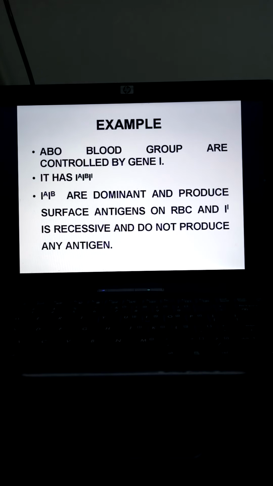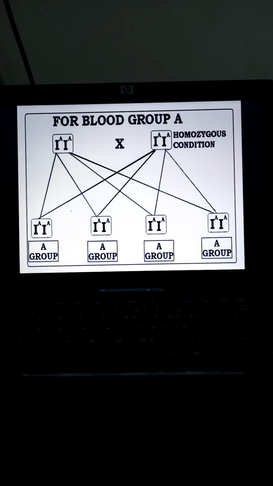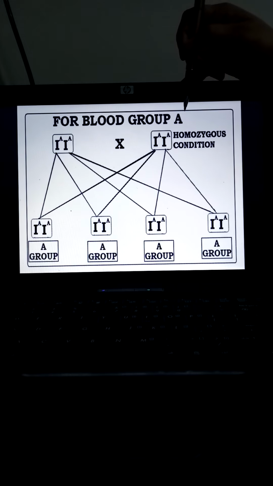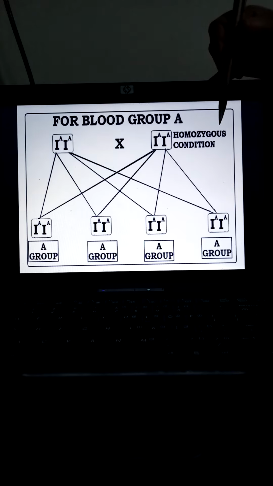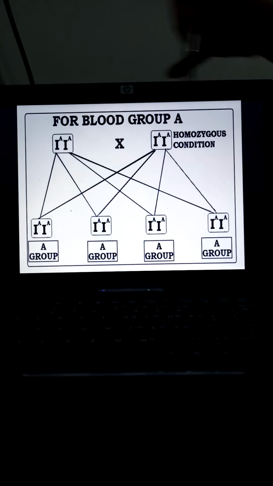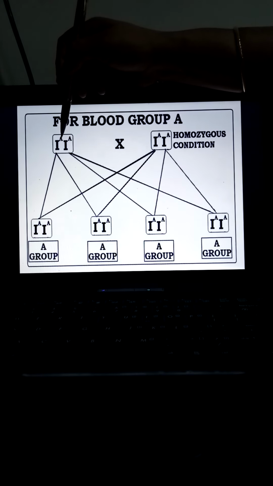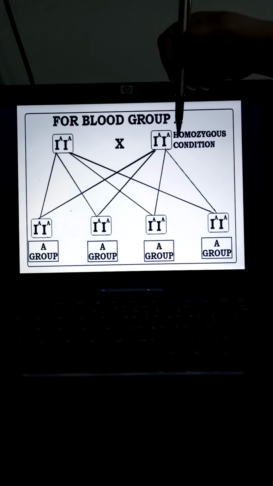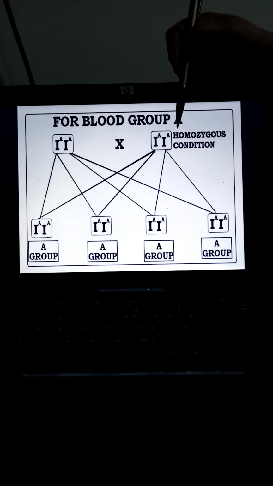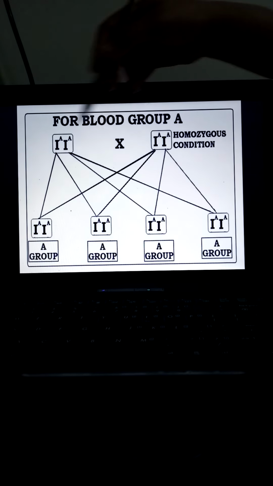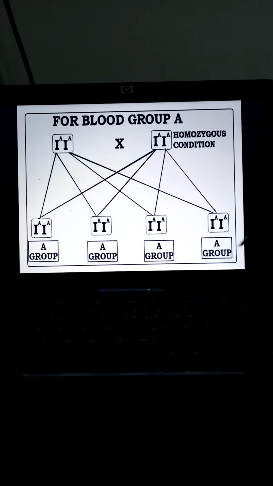Now let's see how the inheritance occurs in this case, depending upon codominance. A few of the crosses I have made, so I just want you to see them. For example, if a person has A blood group, we take the simplest form, that is, both the parents are in homozygous condition. Imagine parent 1 has IAIA, two alleles, and parent 2 also has IAIA, homozygous. Obviously, both of them are homozygous, so all the progenies will have A blood group.